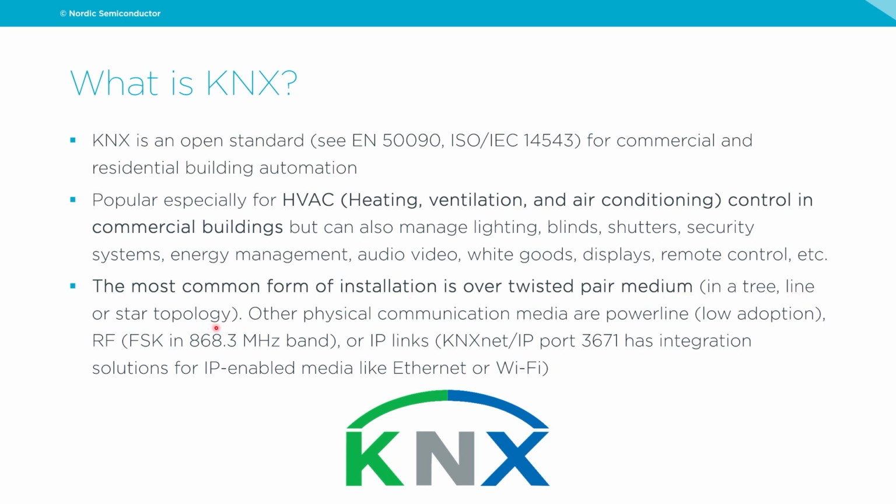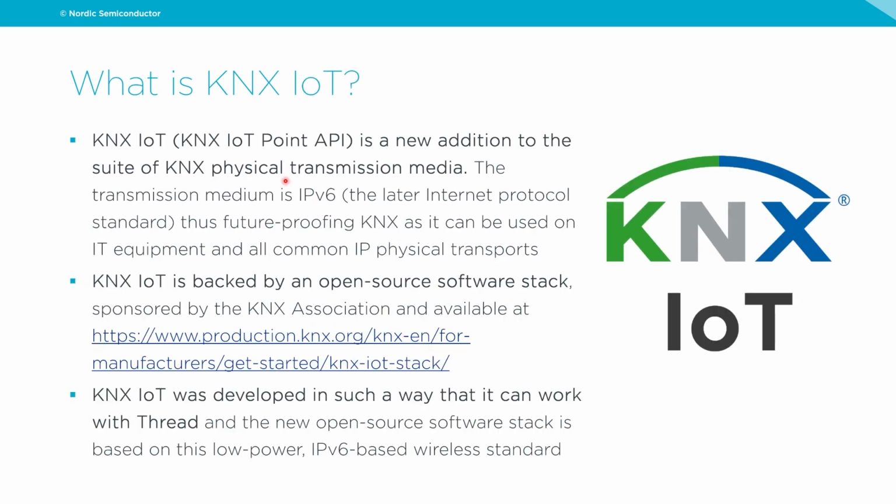But there are some other options. In terms of physical communication media, there's also power line. Then we have an RF option, FSK modulation in the 868 megahertz band, so sub-gigahertz band. But there are also some IP links available. Now, KNX IoT, or KNX IoT Point API, is a new addition to the options of KNX physical transport medium.